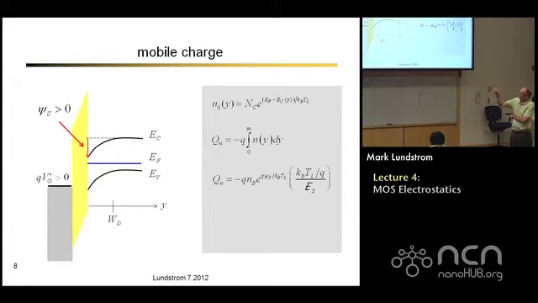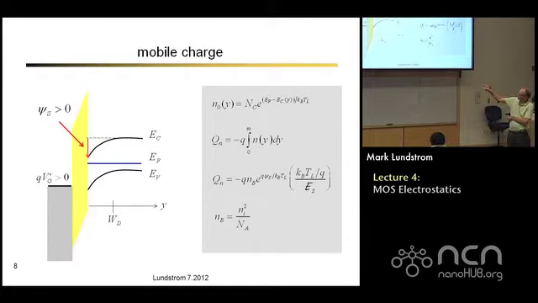Now, the electron density depends exponentially on how close the conduction band is to the Fermi level. So there's some electron density in the bulk. It's p-type, but there are a few minority carrier electrons. That's n sub b. In fact, the number is ni squared over the doping density. Right? Very small number.